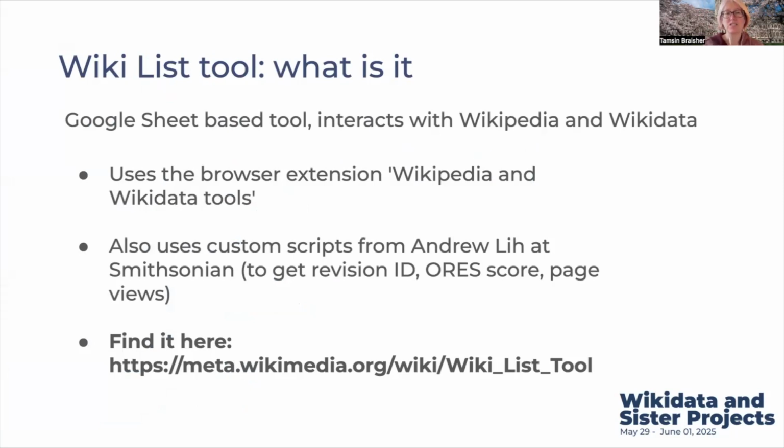But what the Wiki List tool also has is some custom scripts, which were installed by Andrew Lee at the Smithsonian, and they get the current revision ID for an article, and based on that, the article quality from the ORES score and page views. So if you don't need those features, the revision ID, the ORES, and the page views, then you can just go ahead and use the browser extension in any Google Sheet. However, if you do want those things, then you'll need to duplicate one of the Wikilist sheets from the Wikilist tool page in order that you get those custom scripts.